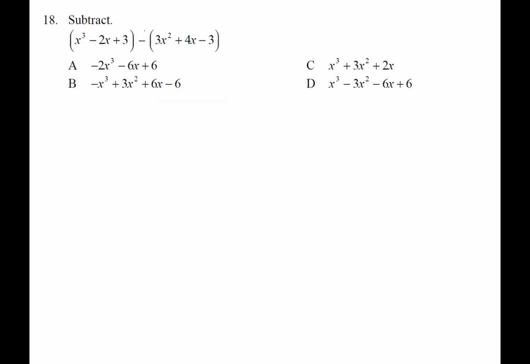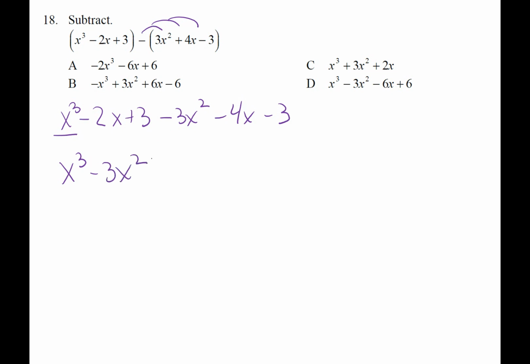We need to subtract, so I'm going to go ahead and start by distributing that negative in. So I'm going to just copy this first one down, x cubed minus 2x plus 3. And then we've got minus 3x squared minus 4x minus 3. I'm going to combine my like terms together. x cubed doesn't have a like term, does it? So it's just x cubed. My x squared also doesn't have any friends, so I'm just going to write x squared down. Then I've got negative 2x and negative 4x, which would be negative 6x. And then positive 3 and negative 3 cancel because they're opposites, so they become 0.